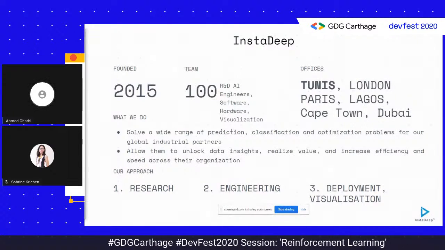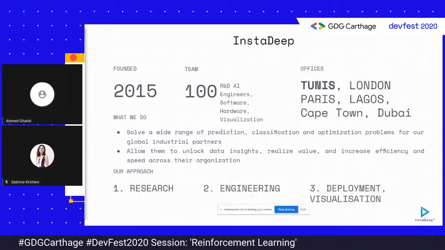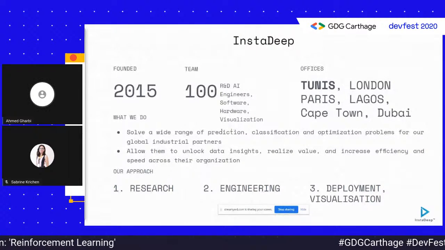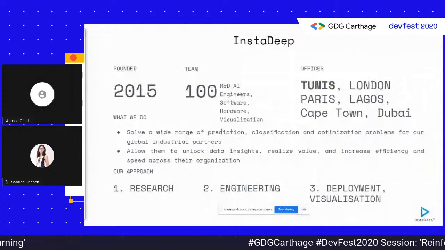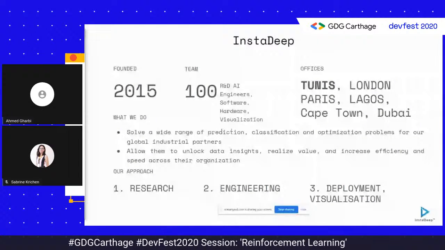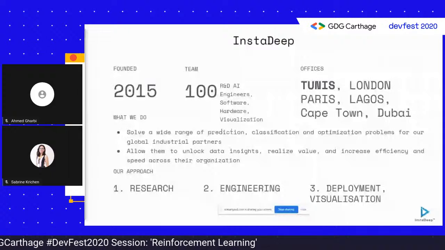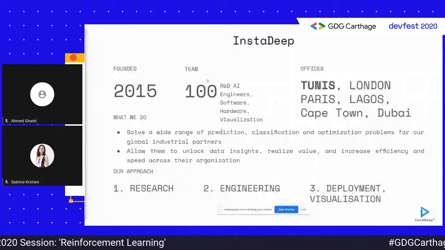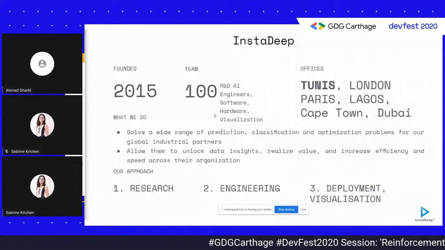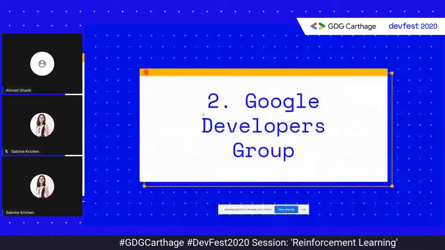So at InstaDeep, we focus mainly on 3 axes. The first one is the research. So there is a lot of research going on at InstaDeep. The second one is the engineering, and the third one is the deployment. Next slide, please.